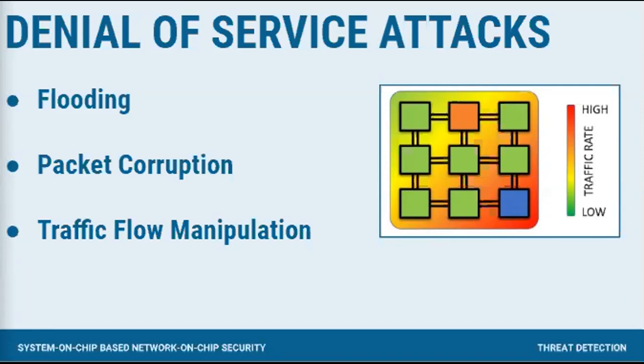And then the last one is the traffic flow manipulation. Maybe there's an IP in the system on chip that requires connecting with three or four other IPs near to it to pass messages. But if an attacker is targeting those IPs, the one which needs to send messages will not be able to send them as needed, so the traffic is manipulated there. That's called traffic manipulation.